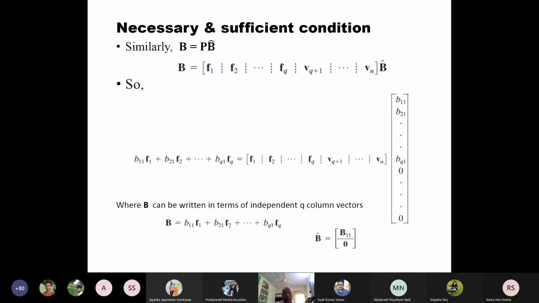Once we do that, similarly we can write for B. If I transform B using the transformation matrix P, B will be equal to P into B hat, and B is given by this expression F1, F2, Fq, Bq plus 1, Bn into B hat. In a similar fashion using the Cayley-Hamilton theorem, I can write B as this term, and B hat will be B11, 0.